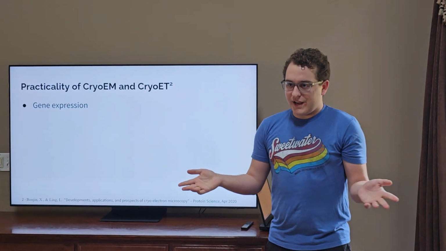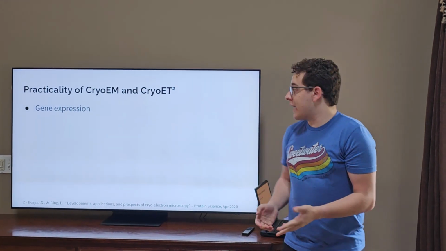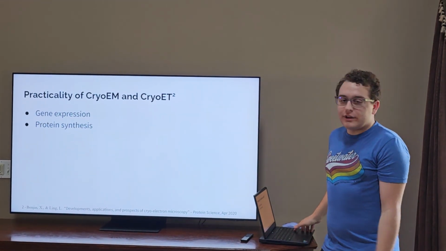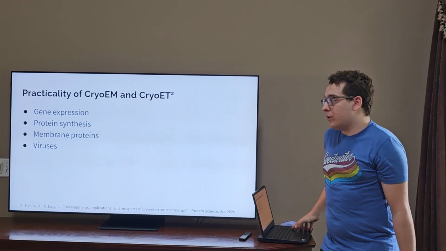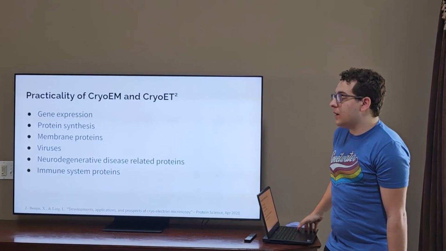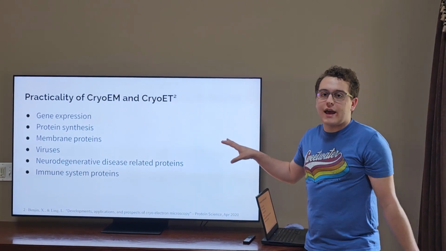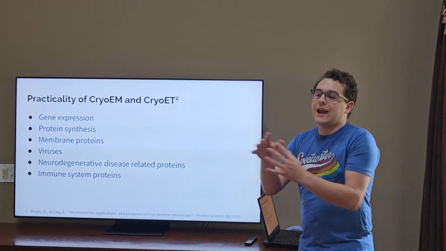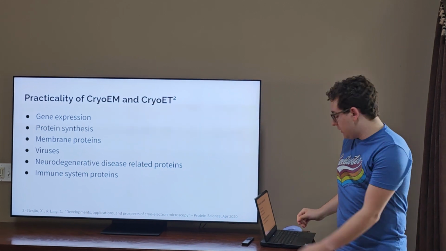So I've told you what it is. Now, why does this matter? So we have gene expression, protein synthesis, membrane proteins, viruses, neurodegenerative disease-related proteins, and immune system proteins can all be looked at by isolating them and scanning them via electron microscopy and tomography.